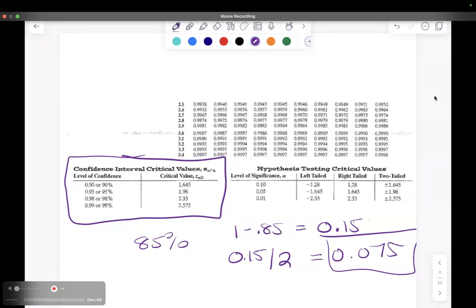Anyway, so put that in your calculator, inverse norm, that's your critical value. This is nice though. It's nice to have this for quick reference, since you all printed it off anyway, right?